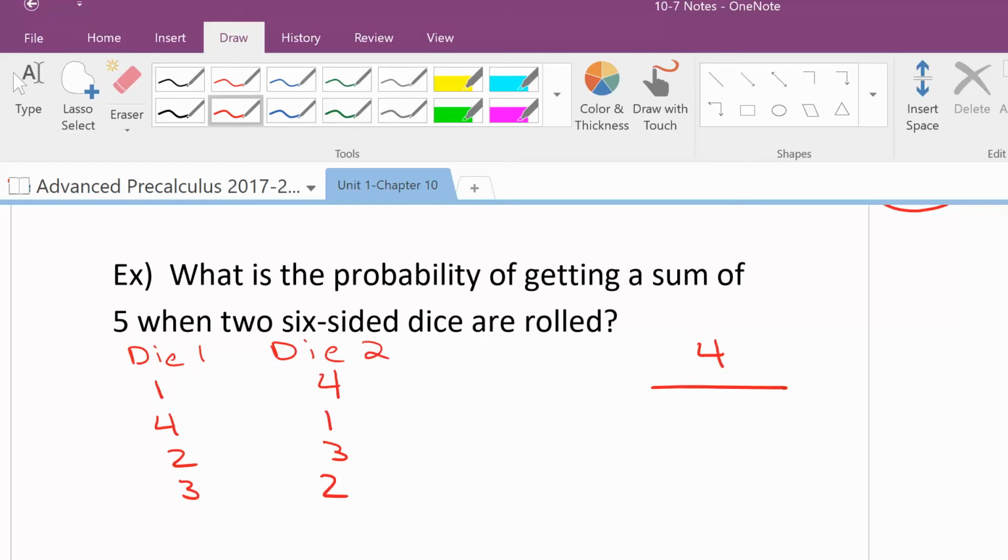Now, how many possible outcomes are there? Well, in die 1, there are 6 outcomes that you could get. A 1, 2, 3, 4, 5, or 6. Die 2, there are also 6. And remember, the fundamental counting principle says that when you're getting the number of outcomes, you multiply. So 6 times 6 gives me 36. So if I roll 2 dice, there's 36 different outcomes I can get when I add the numbers together. So 4 over 36 is 1 over 9. So there's a 1 in 9 chance of getting a 5.